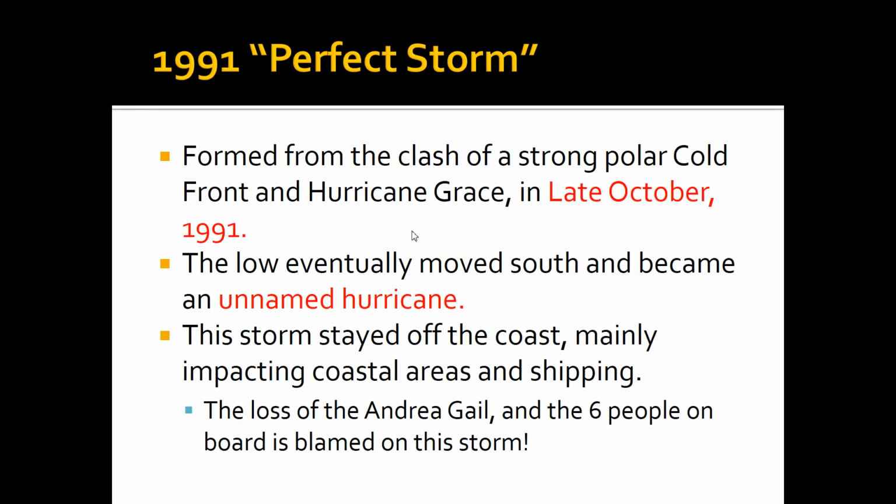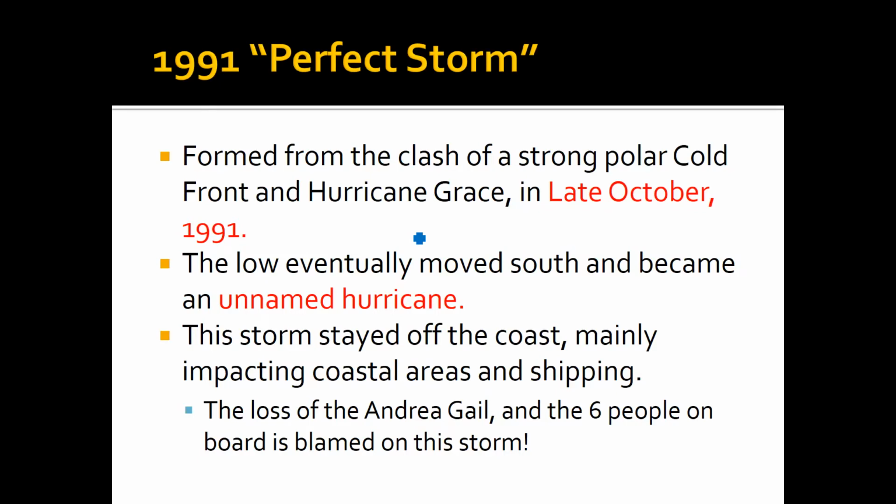The last superstorm I'll talk about, also a fall-time storm, was the 1991 perfect storm. This one, very similar to Sandy, formed from a strong polar cold front colliding with Hurricane Grace in October of 1991. This created a very intense low-pressure system that actually eventually became a hurricane. However, the storm stayed off the coast. And so, really, coastal areas and shipping got the worst of it. Most areas inland did not experience tremendous damage from it.